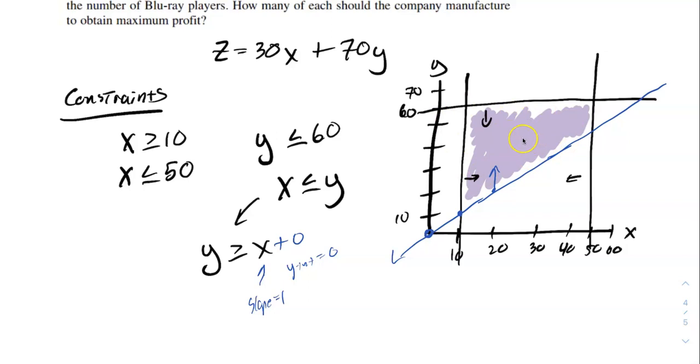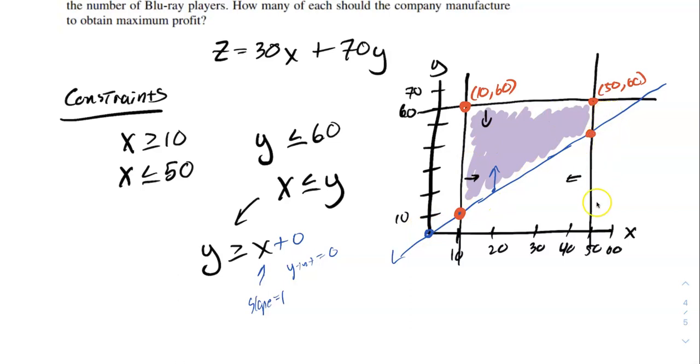Now remember, to optimize, all I gotta do is plug in all these endpoints right here, corner points we call it, into this optimizing function. Highest value is our maximum function. So how do we find that corner point? Some of it's not that bad. This point right here, well, what's my x? 10. What's my y? 60. So point 10 and 60. Over here, x is 50, y is 60. So 50, 60.